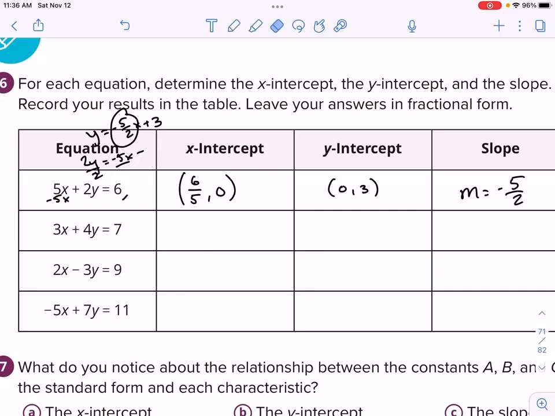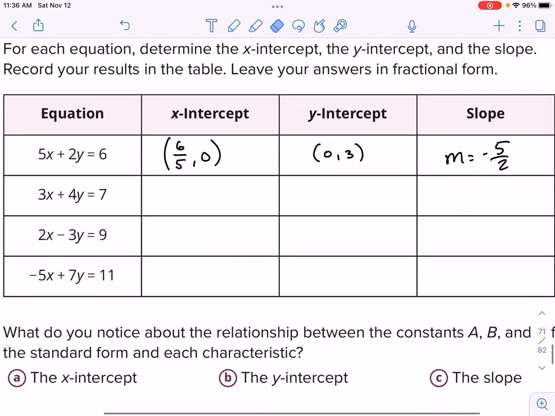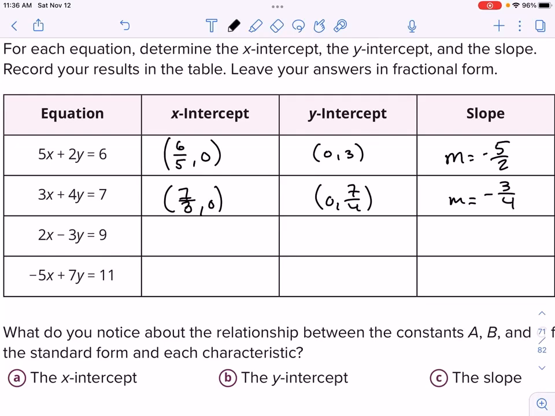Now I'm not going to do that for each single one because we're supposed to be noticing something, but I'll at least give you the answers for the remaining ones. You're welcome to pause the video and try to figure it out before I give you the answer. For the second row, we have 7 thirds, comma 0, and 0, 7 fourths. The slope is negative 3 fourths. I'll do one more. This is 9 halves, comma 0, and 0, comma negative 3, and m is equal to 2 thirds.